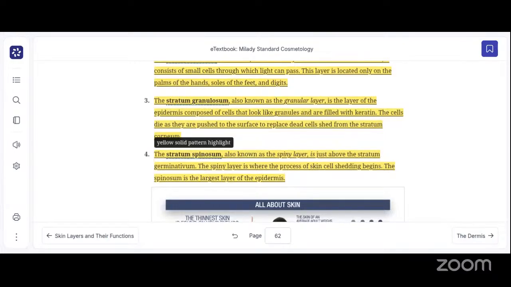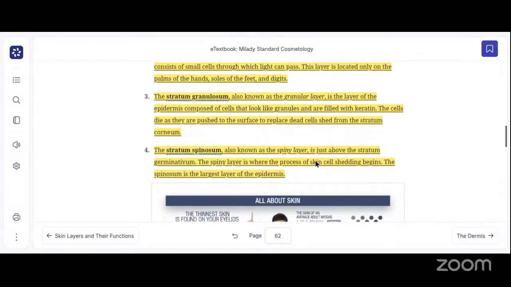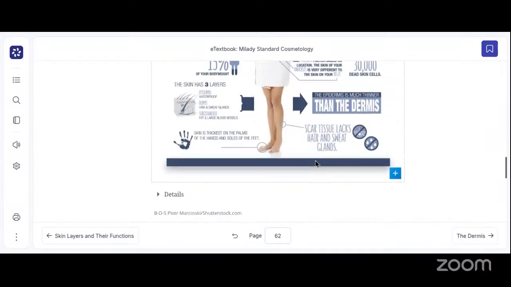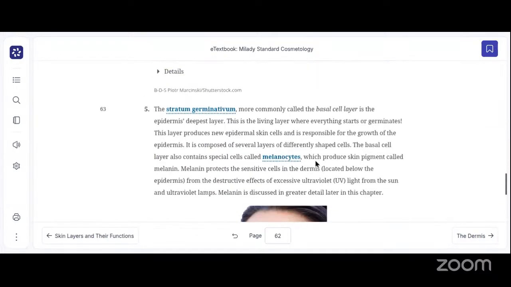Okay, spinosum, also known as the spiny layer, is just above the stratum germinativum. This is where the shedding begins, and it begins to really push up. Okay, it's the largest layer of the epidermis. Here we go with the germinativum. Now, this is the key. We're gonna go yellow on here.